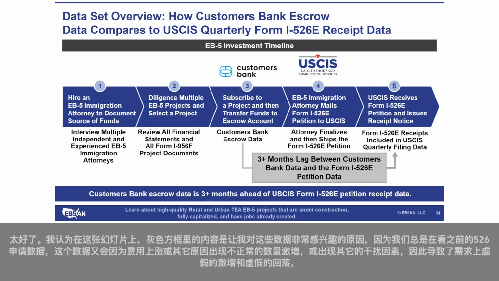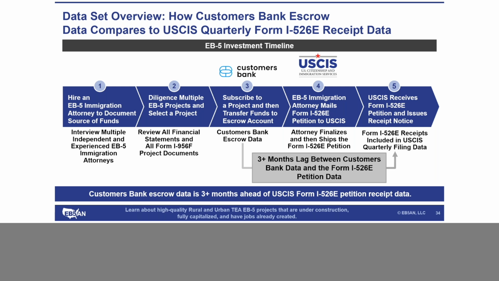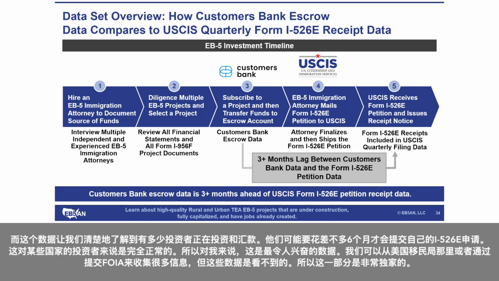Okay, perfect. And I think that on this slide, that gray box, this is what excites me most about the data, is that we're always looking backwards in terms of 526 filings, and there are weird demand spikes that happen with fee increases and things like that, artificial spikes and artificial lulls in terms of demand. And this gives us clear insight into actually how many investors are signing up and wiring. Maybe it takes them 6 months to get their Form I-526E submitted. That's completely normal for investors from certain countries. So that's the data that's the most exciting to me, that we can gather a lot from USCIS and the FOIAs, but we can't gather this. So this is the really unique piece here.